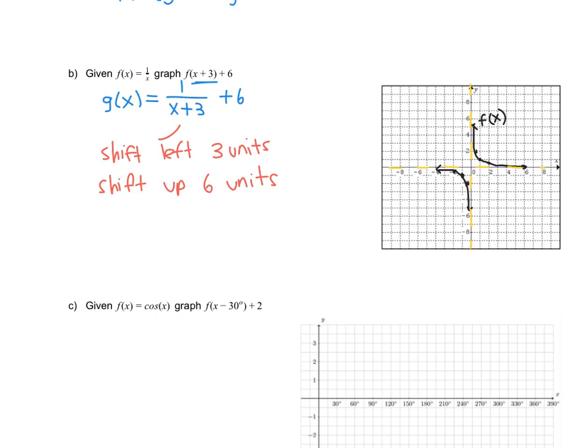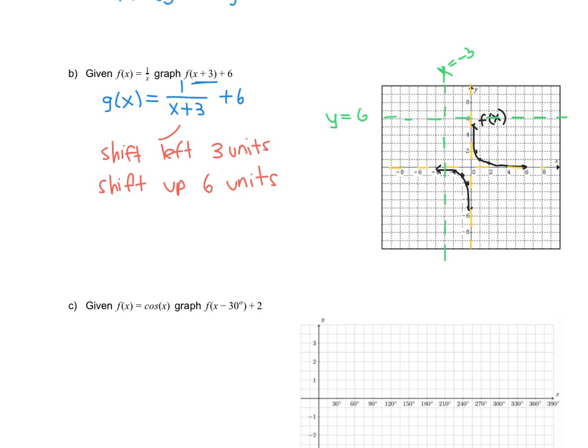For my left movement, that vertical asymptote that's at the y-axis is going to get affected because when I move to the left 3, my new asymptote will be at -3. And I'm going to label that x equals -3. And my horizontal one is not affected by the right-left movement, but it is affected by the up-down movement. So when I move up 6, my new asymptote will be at +6. And its equation is y equals 6.